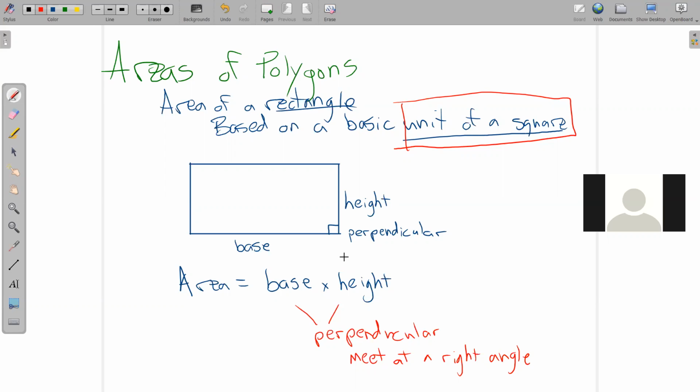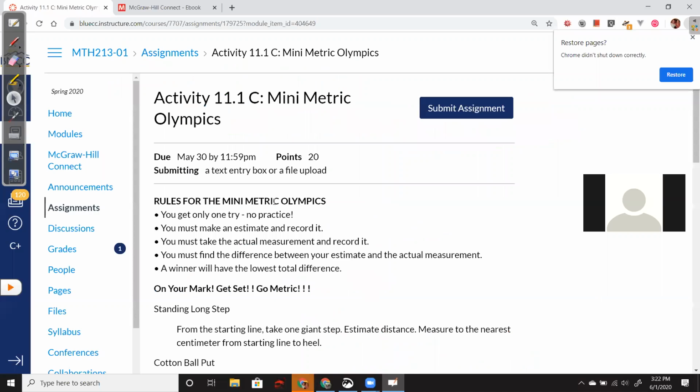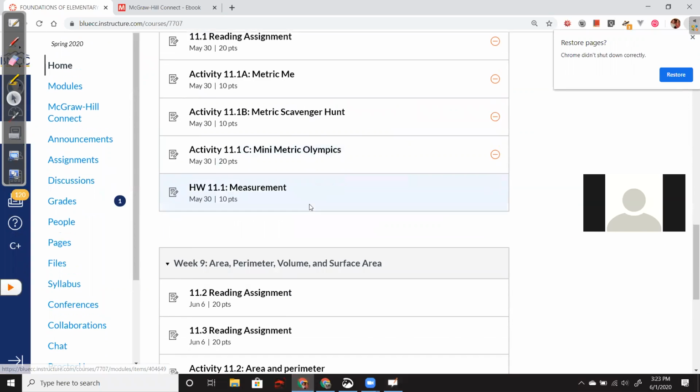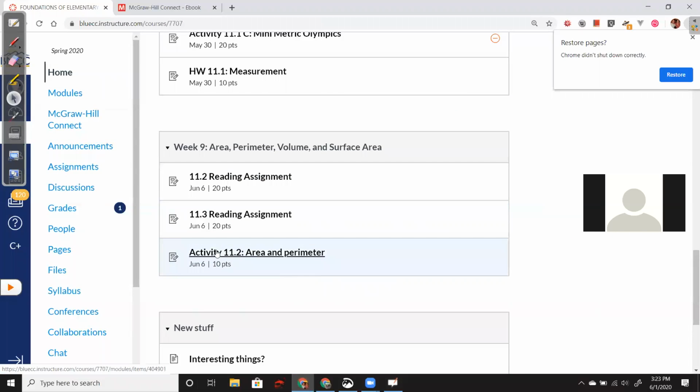So we're going to extend the basic area of a rectangle to other shapes, and we're going to start with a triangle. From the home page or from the assignment page, however you choose to get there, there is the area and perimeter activity that we're going to do now.